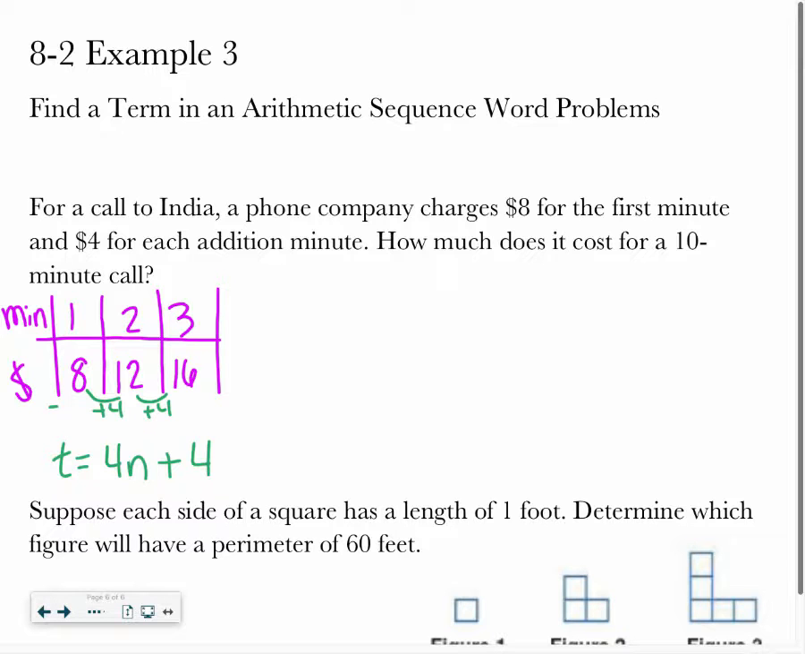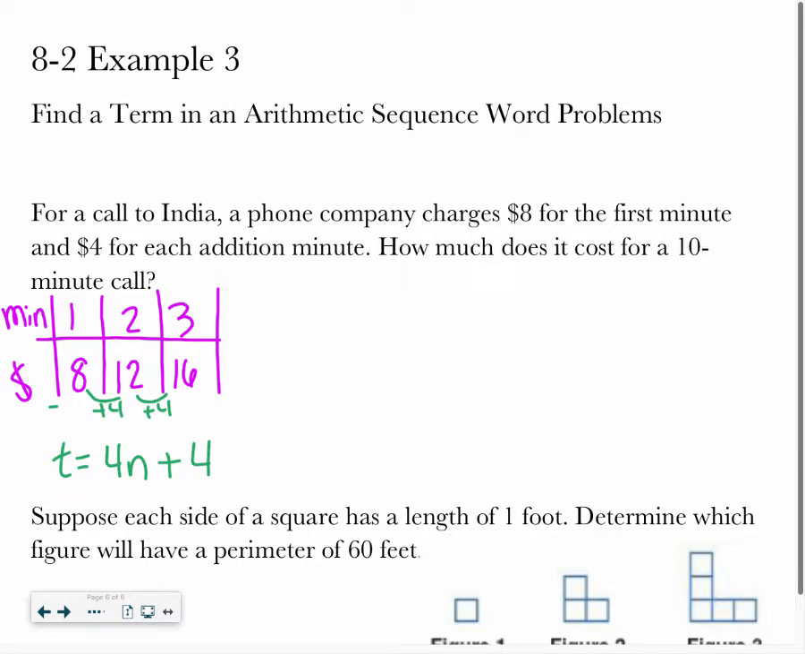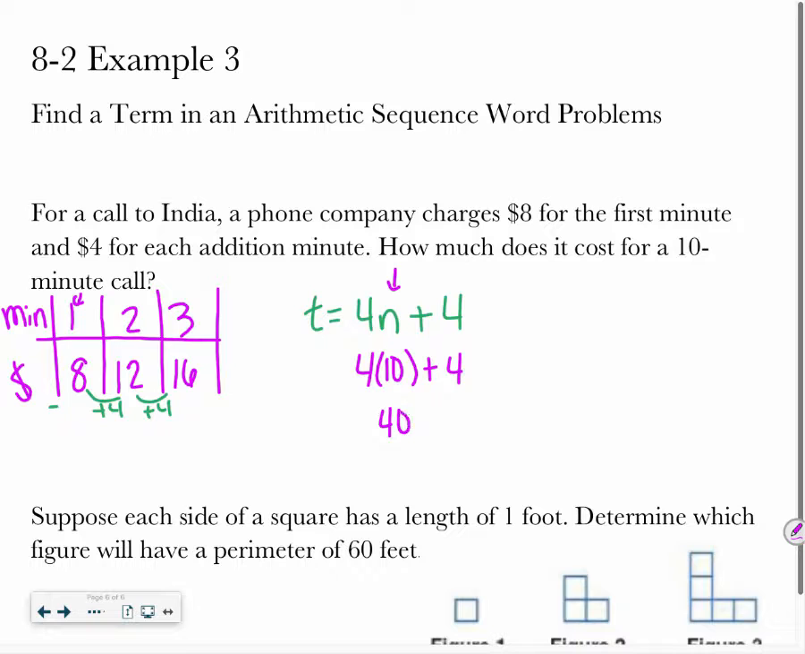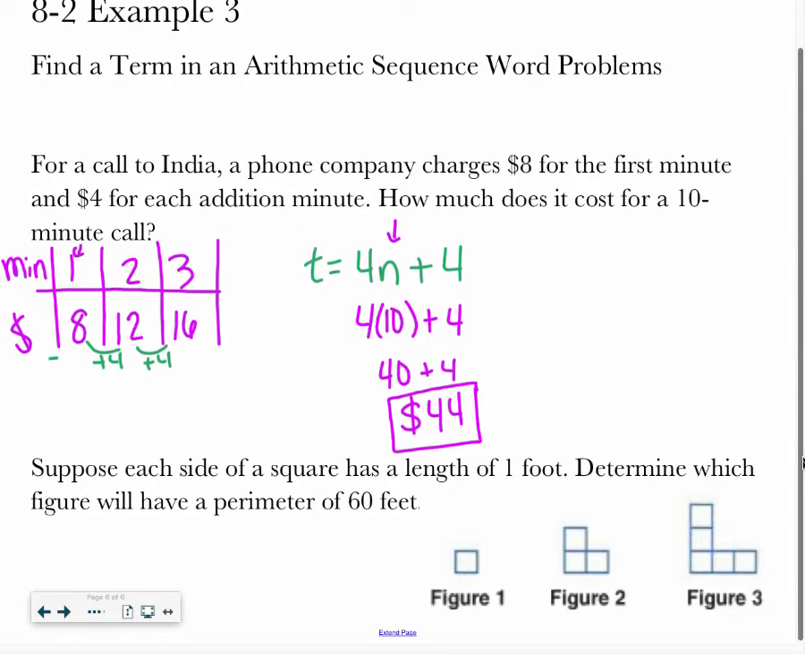Alright, now let's use that equation here in order to figure out how much it costs for a 10-minute call. Since I said that 1 minute was my first term, I'm going to plug the minutes in for n. So I have 4 times 10 plus 4. So 40 plus 4 is $44. Because remember, with word problems, we always label our answers. Okay, so that's all you have to do for that first problem.